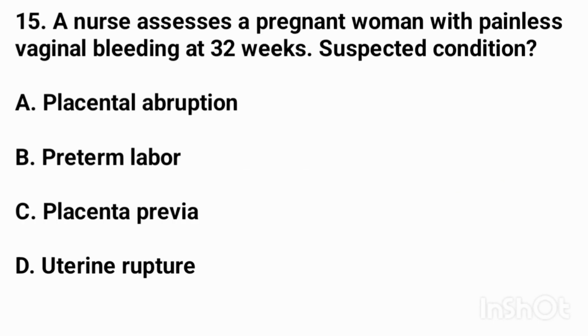Question number 15. A nurse assists a pregnant woman with painless vaginal bleeding at 32 weeks. Suspected condition? The right answer is option C. Placenta previa.